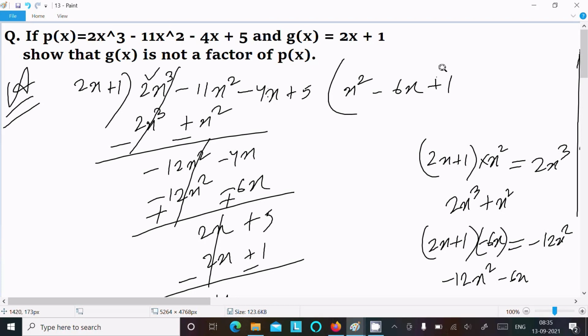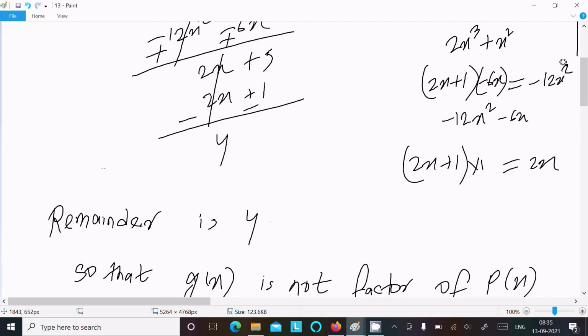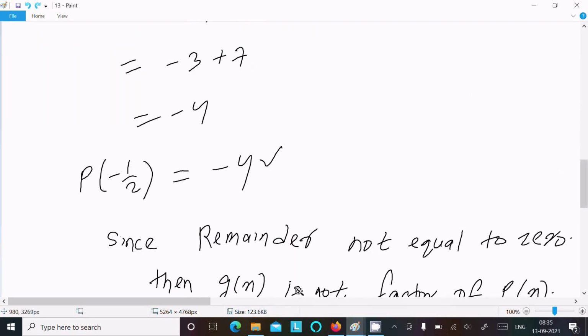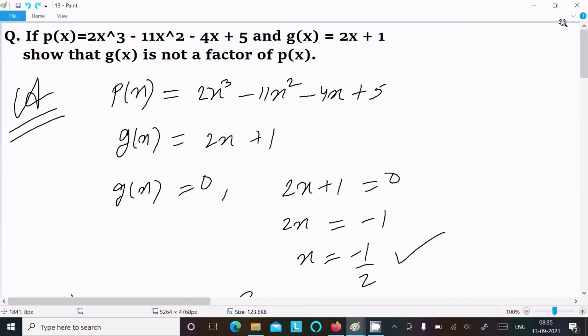Okay, so this is the second way you can also try, and this is the first way. So here I'm using the remainder theorem to show the questions.